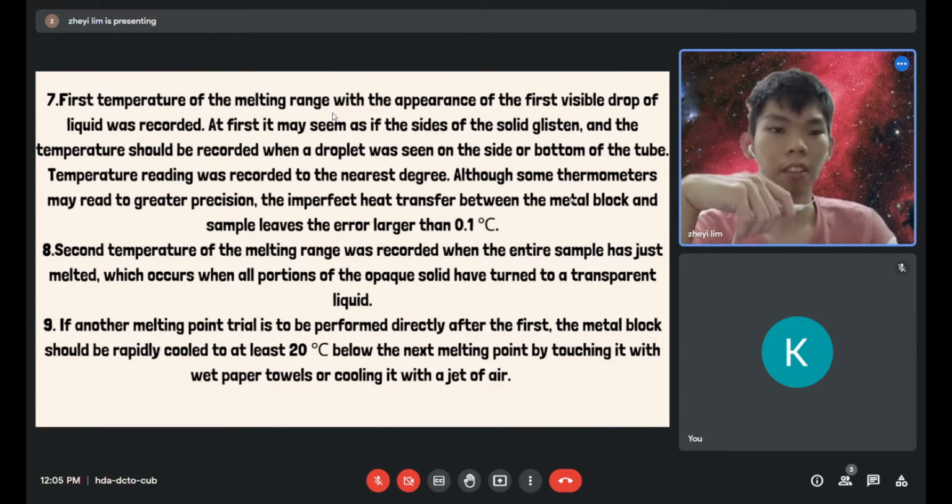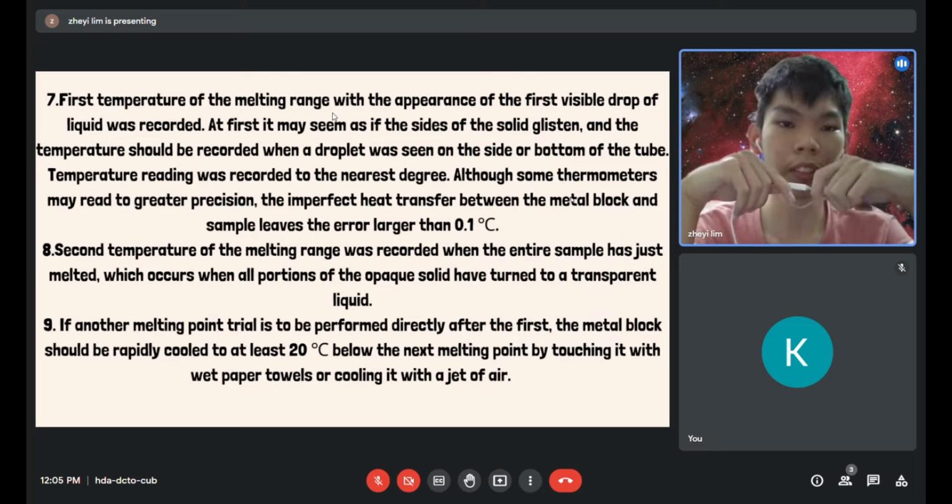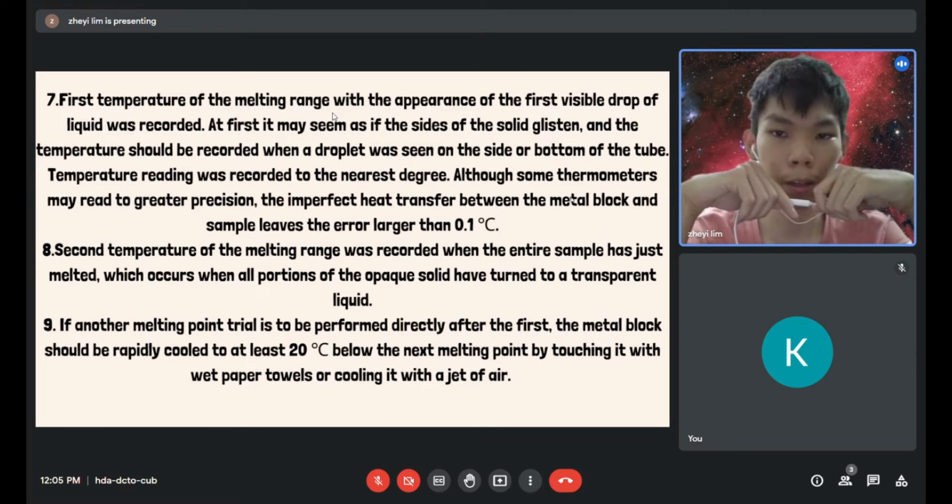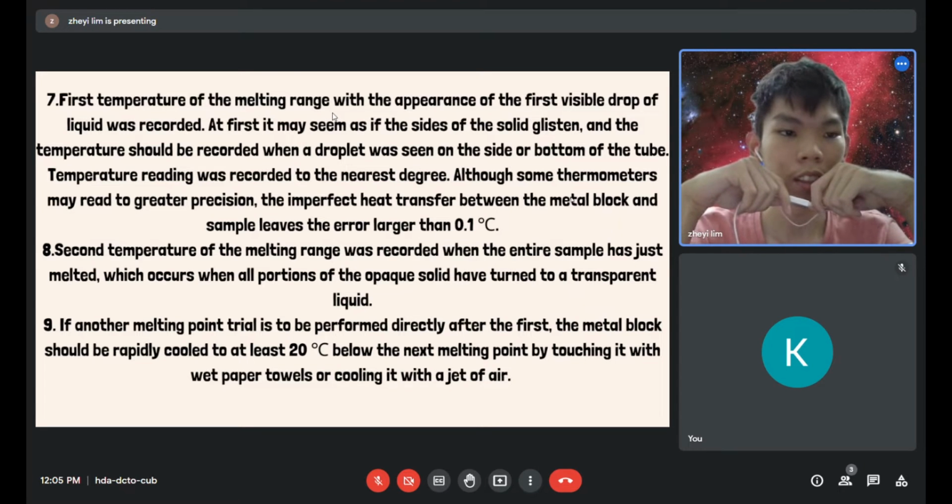First, the temperature of the melting range was recorded at the appearance of the first visible drop of liquid. At first, it may seem as if a side of the solid glistened, and the temperature should be recorded when a droplet was seen on the side or bottom of the tube.